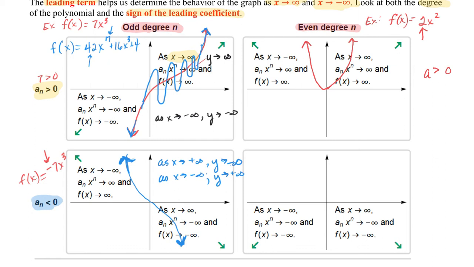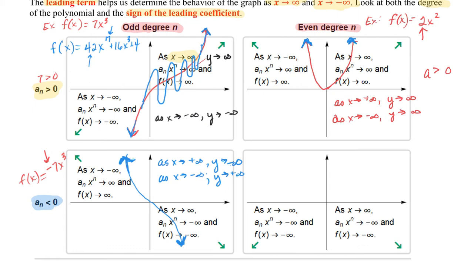And so again, if I want to write my summary of what my end points do or what my end behavior is, then as x approaches positive infinity, I can see that y approaches positive infinity here. And as x approaches negative infinity, then y also approaches positive infinity here, okay? And so that's my end behavior. And so this holds true for any even degree polynomial.